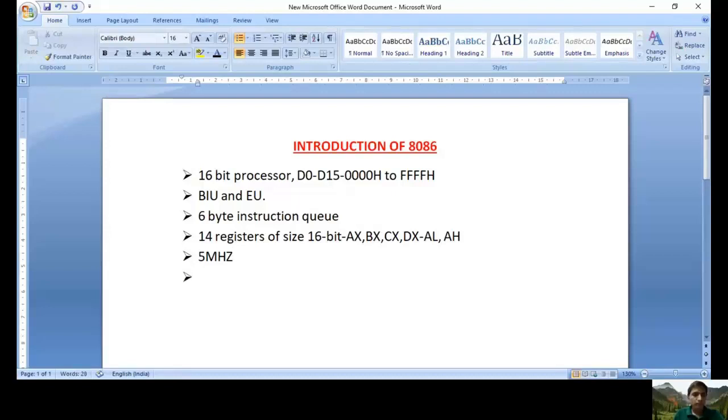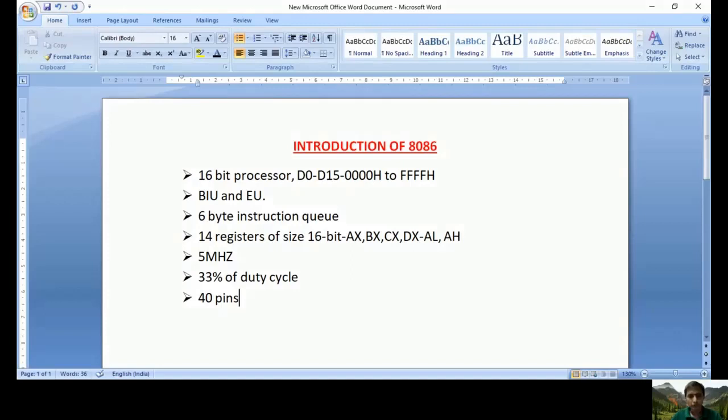Then for performing any operation, the duty cycle here is 33%. You already know what duty cycle is. Duty cycle means on time divided by total time. So the on time should be 33% of the total time. That is called the duty cycle for performing the operation. Then the other point is that it contains 40 pins.